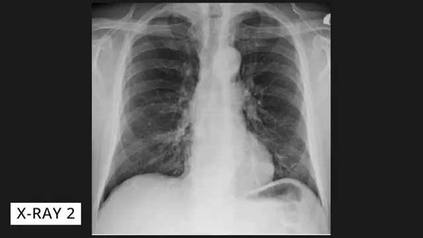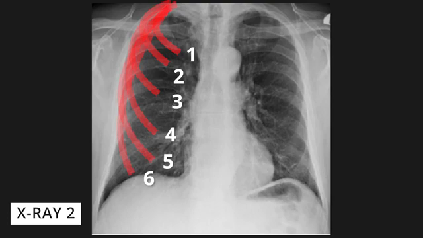So the number of anterior ribs in this X-ray, you can calculate: 1, this one is second, then third, then fourth, fifth and sixth. Heart seems to be normal and there is no consolidation at the bases.